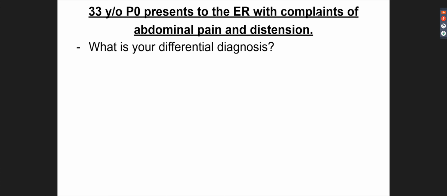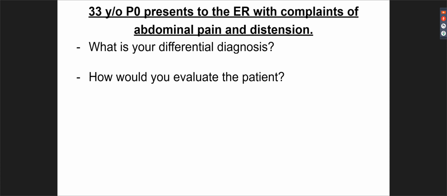From an OBGYN perspective, I would be considering ectopic pregnancy, pelvic inflammatory disease, tubo-ovarian abscess, uterine fibroids. From a non-gynecologic perspective, I would be considering diverticulitis, small bowel obstruction, postoperative ileus if she recently had any type of surgery. That's where I'm thinking currently. Okay.